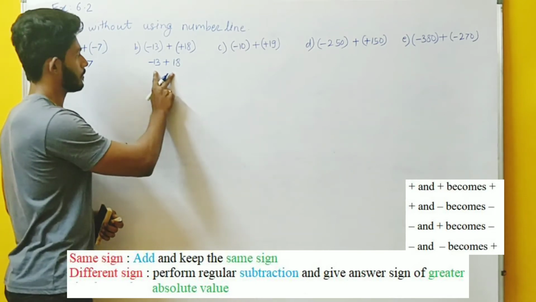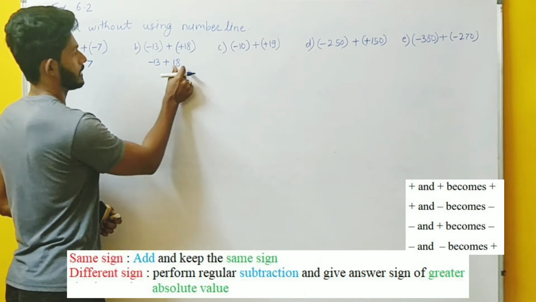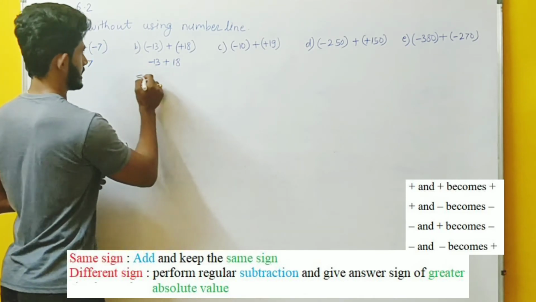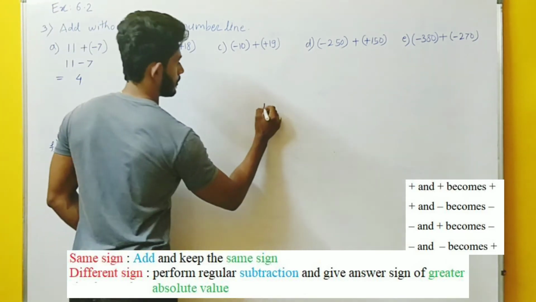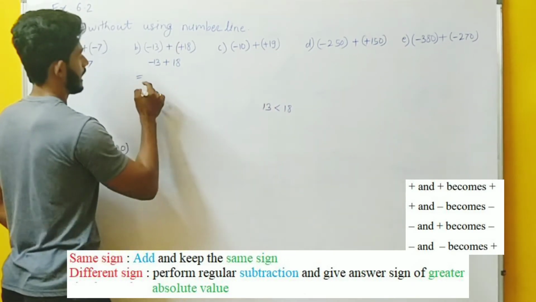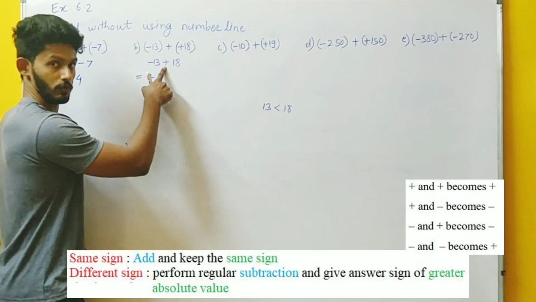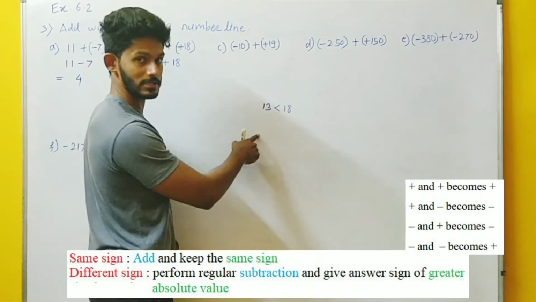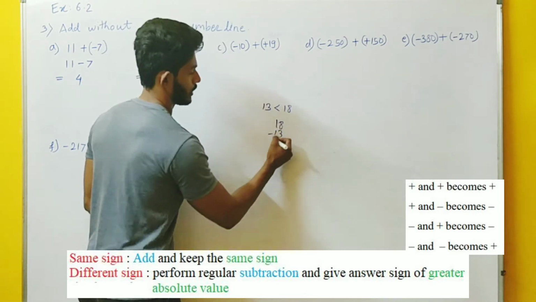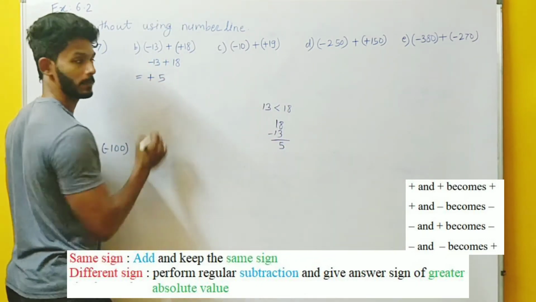Now here we have two numbers with different sign and we have to add this integer, that is minus 13 plus 18. So now let's forget about these signs as of now. If we consider these two numbers, then 13 will be less than 18. Now answer will have positive sign only because 18 is greater and 18 is having positive sign over here. Now we are going to perform normal subtraction, that is we will remove smaller number from greater number. So 18 minus 13 will be 5. So my answer will be positive 5.